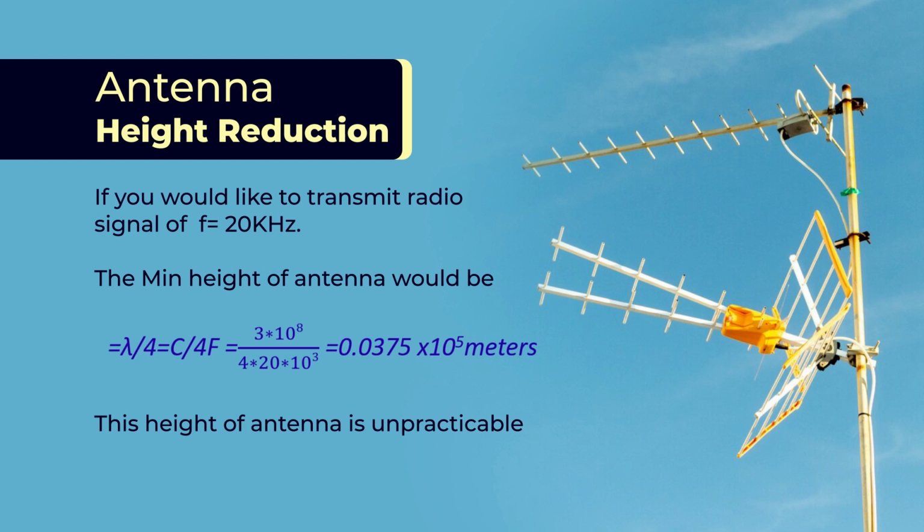There is a formula which we use, that lambda equals c by f. We use this formula, and if you put the message frequency as 20 kilohertz and take the quarter wave wavelength of the antenna, you will find the antenna height is nearly 3 kilometers. This height of antenna is impracticable. We cannot construct such an antenna height. So, this is the first case that we can discuss here.